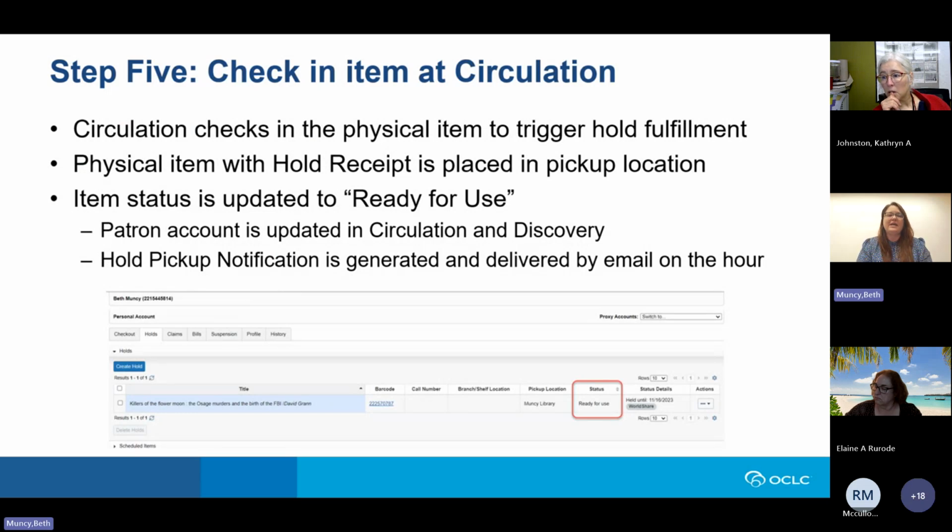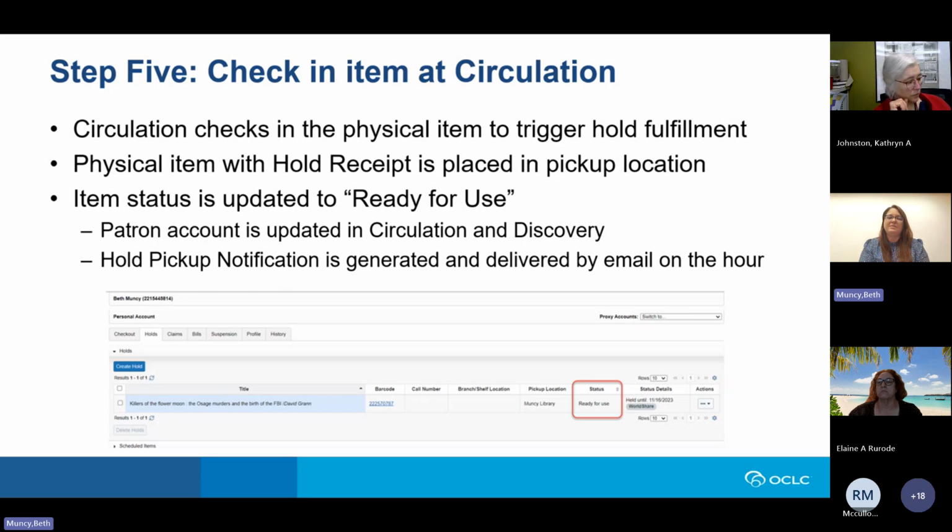Then the next step is for that item to be checked in at circulation. That's what's going to trigger the hold fulfillment. So while the temporary item gets created and the hold gets created on the patron's account and on the item, we need to trigger the hold for pickup and for notifications to go out. So then the item is checked in. The hold receipt is placed in the item, and then in the pickup, and the item is placed in the pickup location.